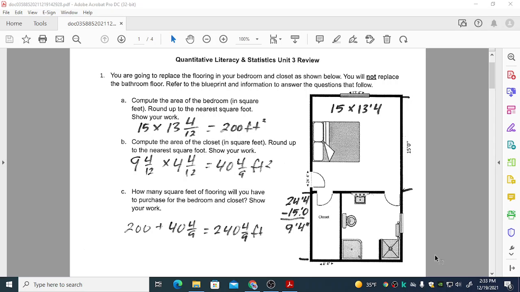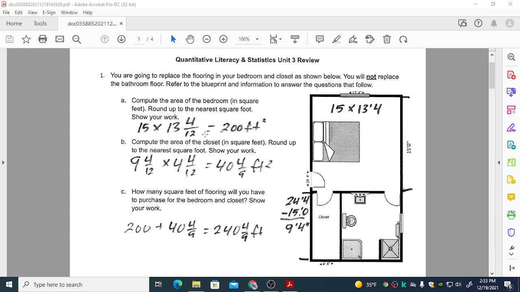So the first problem you have is to compute the square footage of an apartment space to figure out the price of flooring. Step one is to figure out the square footage of the bedroom, which is this top portion, and the closet. The dimensions of the bedroom, as I've written in here with these tick marks to show you, is 15 feet by 13 feet 4 inches.